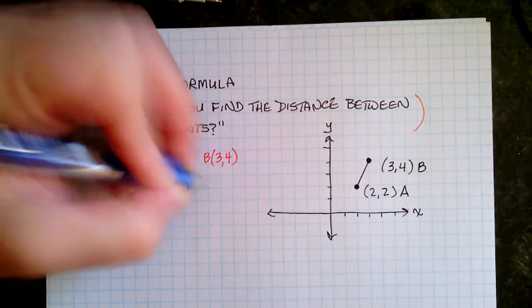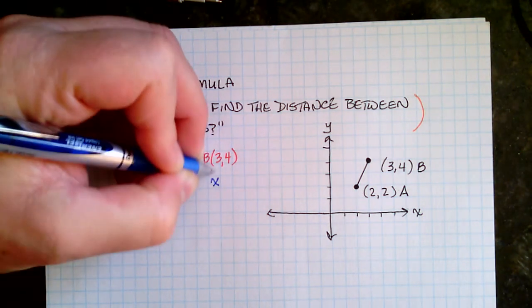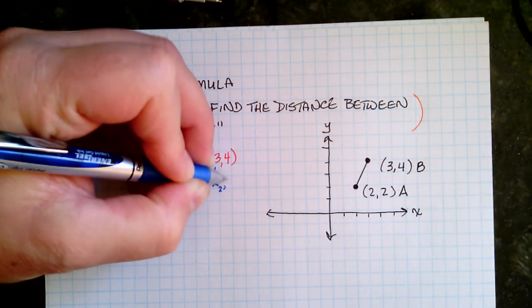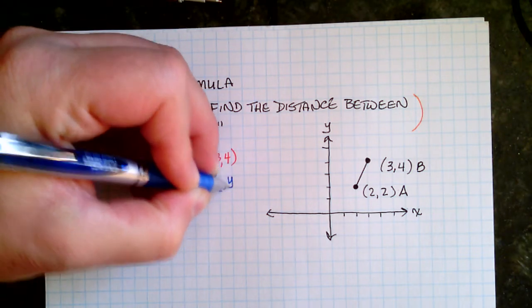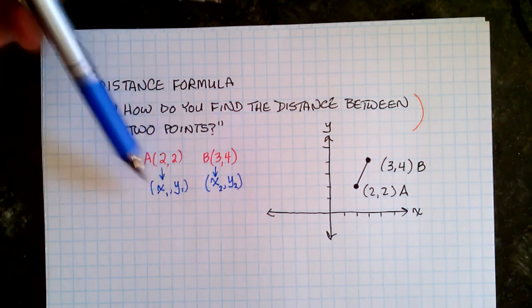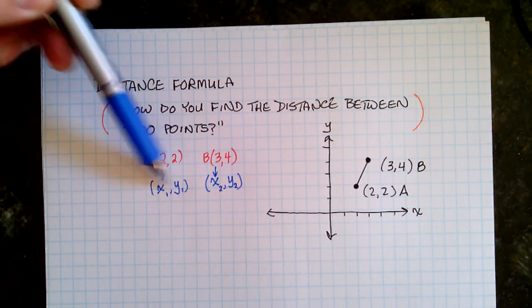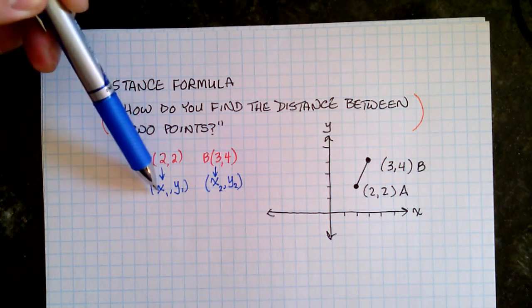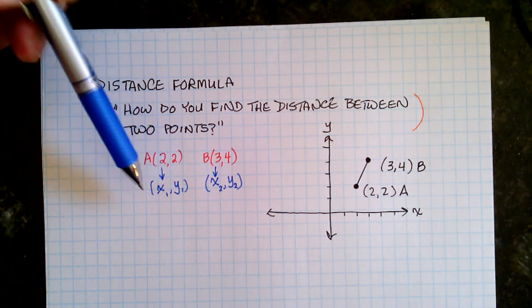And then for the coordinates of B, this 3 is an X coordinate, but it's the second X coordinate. And then 4 is the second Y coordinate. And it makes no difference which one you call coordinate 1 or 2. I could flip-flop these as long as I keep them as an ordered pair.